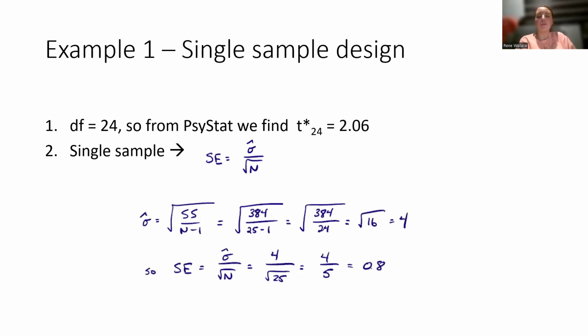Okay. From SciStat, we find the t asterisk with 24 degrees of freedom equals 2.06. So for a single sample here, we have SE equals sigma hat divided by the square root of n. So sigma hat equals the square root of SS divided by n minus 1, which gives us 384 over 25 minus 1, which gets us all the way down to 4. So for standard error, now that we have sigma hat, we can put in 4 divided by the square root of n, which equals 4 over 5.